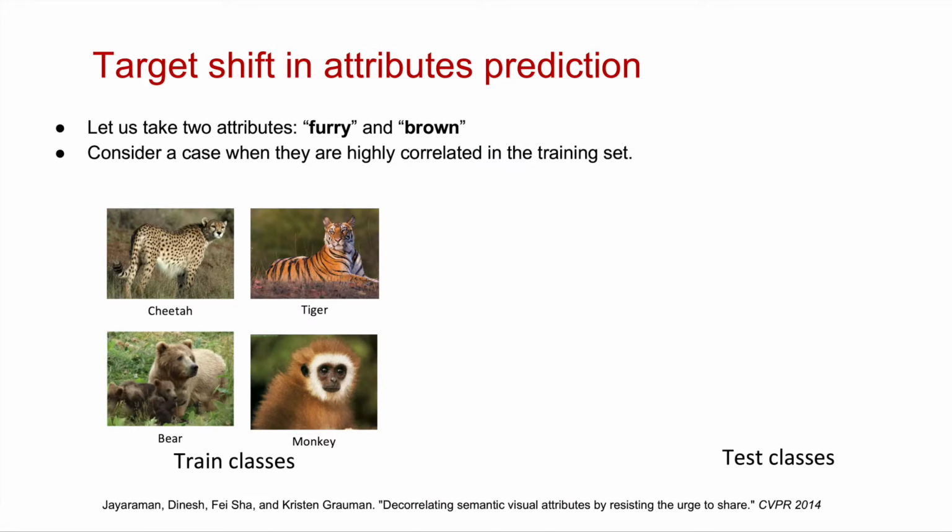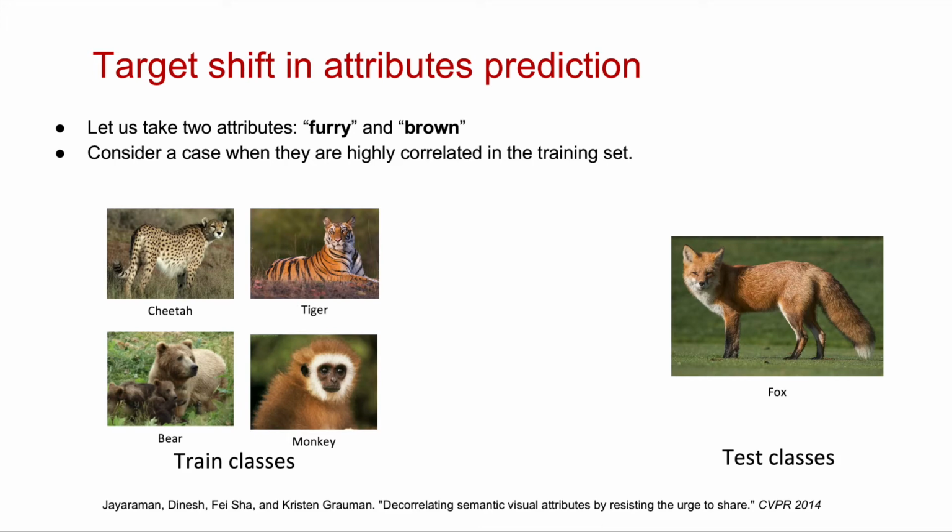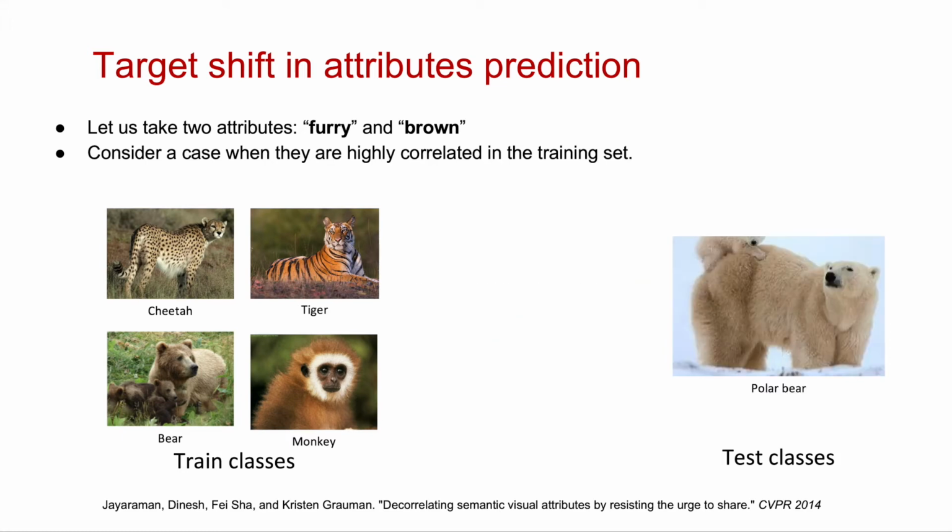Now, let's look at target shift in attribute prediction. Let us take two attributes, say brown and furry. Say they are highly correlated in the training set. That means most of the brown animals are furry and furry animals are brown in the training set. Furry is probably a complex concept, and a furry classifier might take signals from the brown color of the image to make predictions if trained on such data. If fox appears in the test class, this correlation is a good thing to have. But if test has polar bear, then this correlation affects the model performance badly.